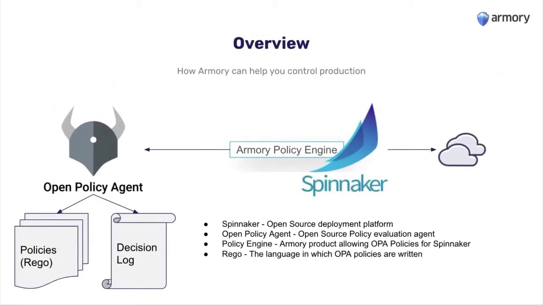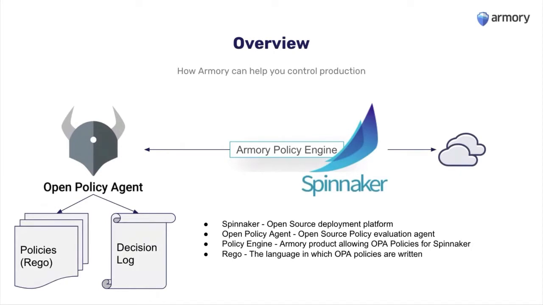Spinnaker is an open source deployment platform. It allows you to deploy code to any of the major cloud environments. So it can deploy to Amazon Web Services, Microsoft Azure, Google Cloud Platform. It can also deploy to Kubernetes. And it adds a lot of advanced capabilities on top of that simple deploy. So for example, you can really easily do a blue-green deploy. You can really easily do a canary deploy. And Armory Policy Engine is a plugin to Spinnaker, and it adds some robust policy capabilities to Spinnaker.